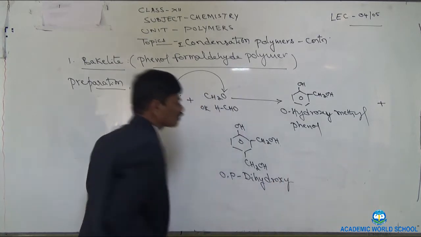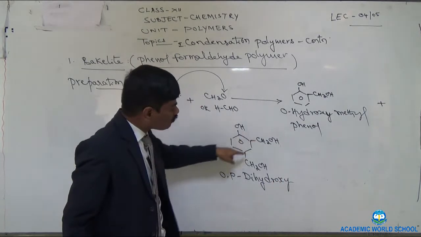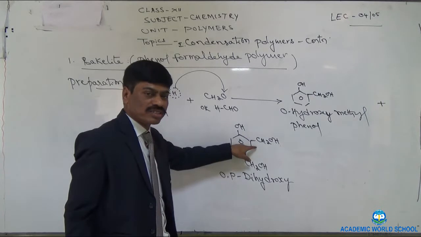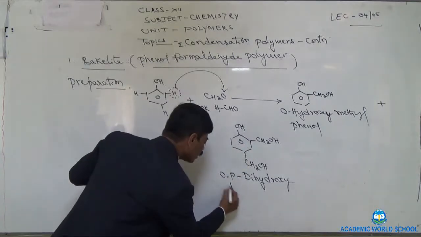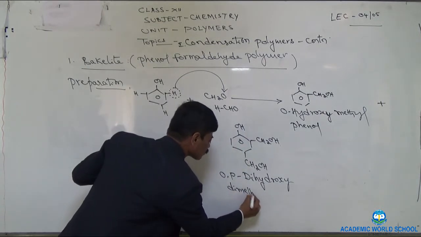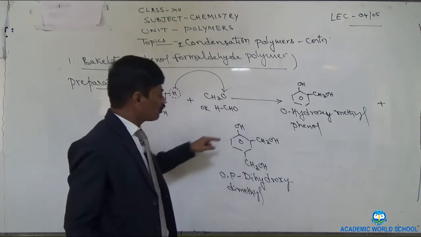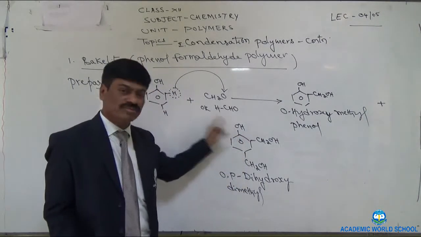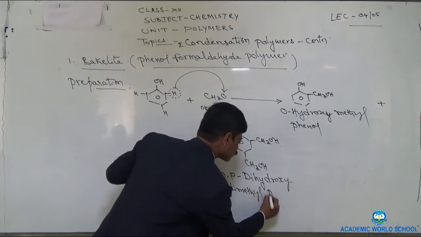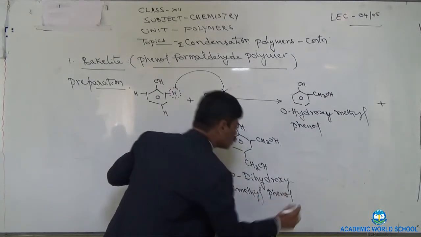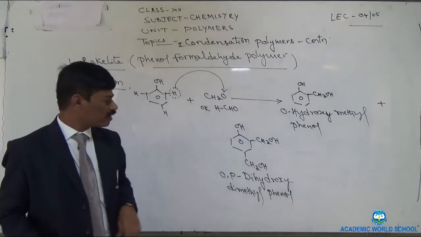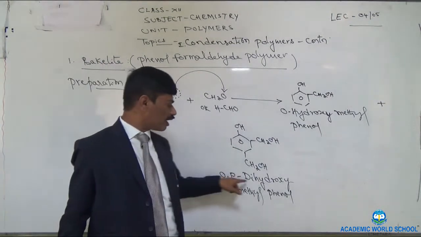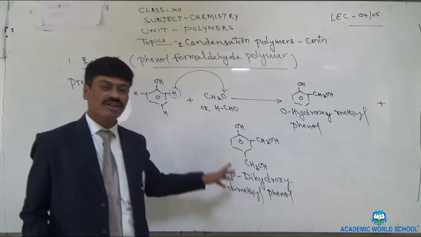Dihydroxy. Two CH2 groups are there which are derived from two methyl groups. Therefore, dimethyl. Now, what is left out? Benzene ring with OH group. So it is phenol. That's how you need to name the compound. Once again, it is ortho para dihydroxy dimethyl phenol.